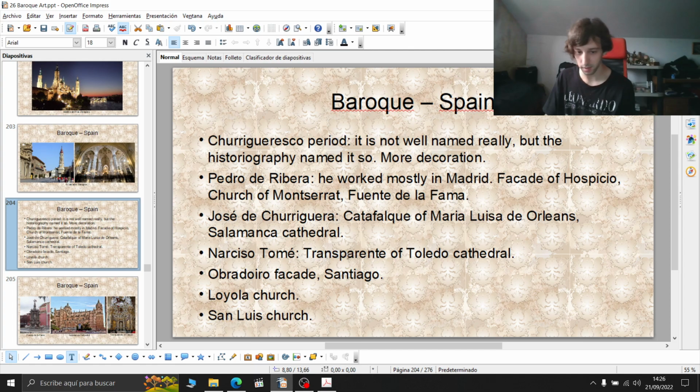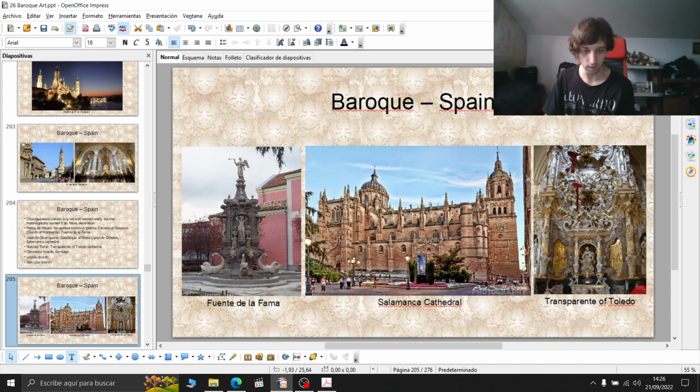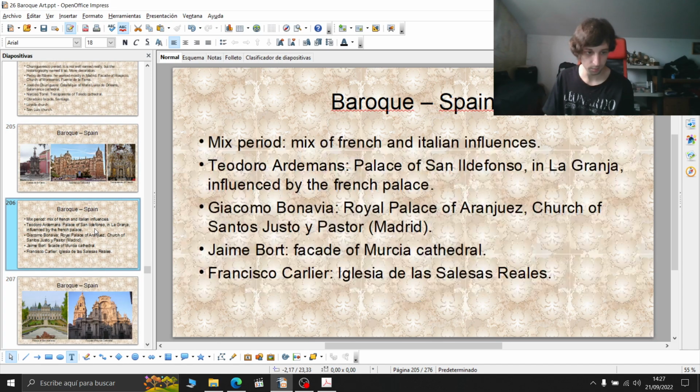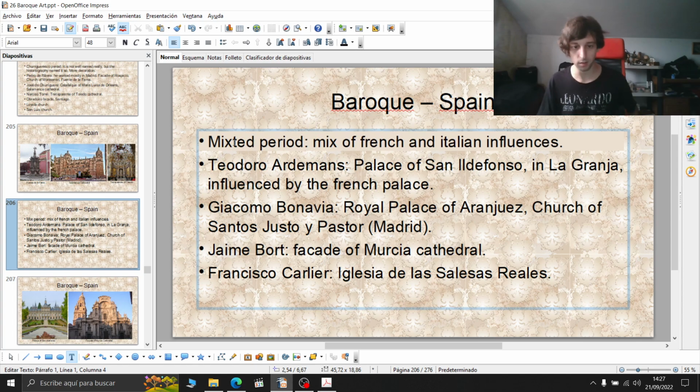Narciso Tomé with the Transparente of Toledo Cathedral. Obradoiro Facade in Santiago, Loyola Church, and San Luis Church. Here are examples. Fuente de la Fama, Salamanca Cathedral, and Transparente of Toledo. Mixed period. I suppose I should call this mixed period. Mix of French and Italian influences.